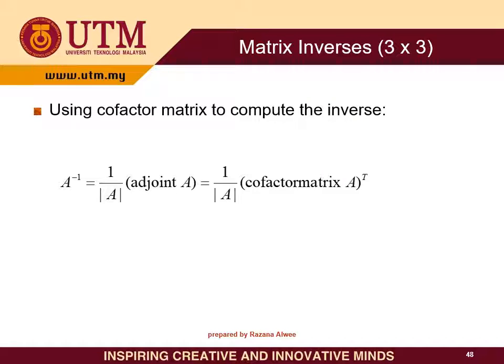Before this, the example calculated matrix inverses for 2 by 2 matrices. Now, how to compute the inverse of matrices that are 3 by 3, 4 by 4 or more? 3 by 3 especially here. For this example, they ask you to calculate the inverse of a 3 by 3 matrix using the cofactor matrix, where A inverse equals 1 divided by the determinant of A, times the adjoint of A, which is also the cofactor matrix of A transposed. What it means, we'll see in the example.